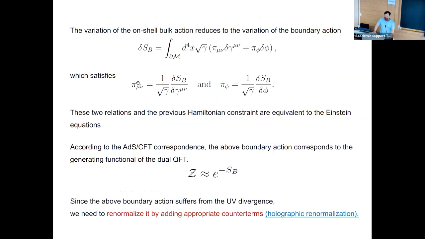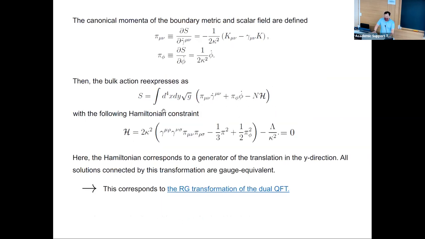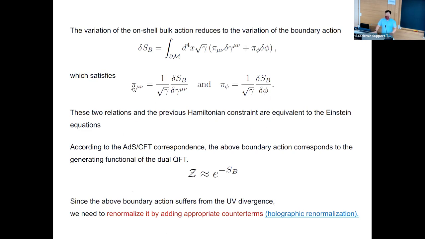Using the Hamilton-Jacobi formulation, this is a bulk equation, but on this action, if we impose the on-shell condition, then only the boundary terms remain. This boundary term can be identified with the generating functional of the dual quantum field theory. In this case, the variation with respect to the boundary metric and bulk fields corresponds to the canonical momentum. This is a typical structure of the Hamilton-Jacobi formulation. This one, delta S_B, is considered the partition function at the boundary point. So this S_B contains all the full quantum corrections.